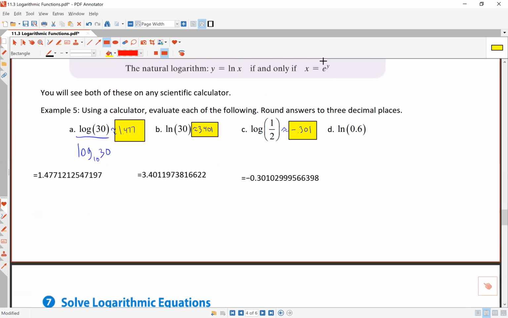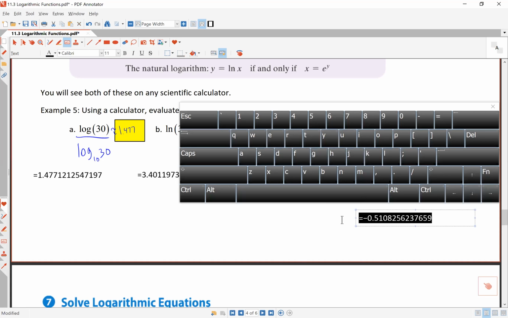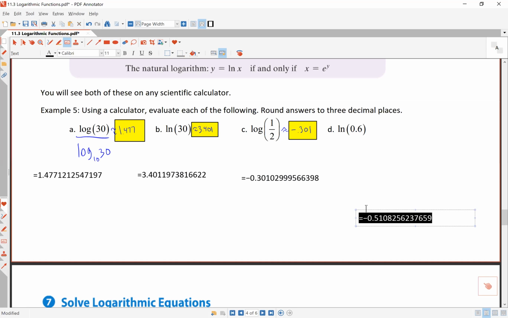And the last one, if I do the natural log of 0.6, the natural log of 0.6 is negative 0.50182, and so on. We'll round that to 3 decimal places, negative 0.511.